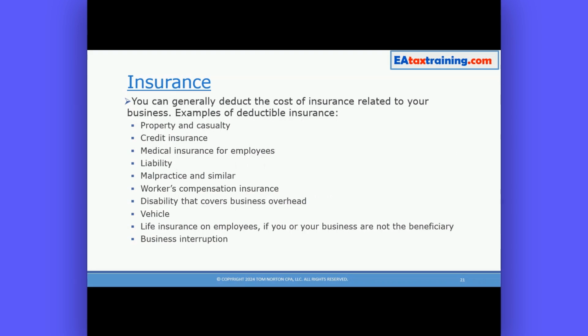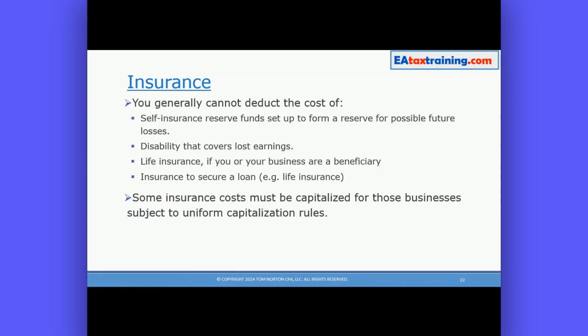Insurance. You can generally deduct the cost of insurance related to your business. So these are examples of the deductible types of insurance. I'm not going to read all of them to you, but these are all your standard types of insurance that you would think about a business having. It does include life insurance on employees, as long as you or your business are not the beneficiary of the life insurance, which will lead us to another conversation, which is insurance that you cannot deduct.